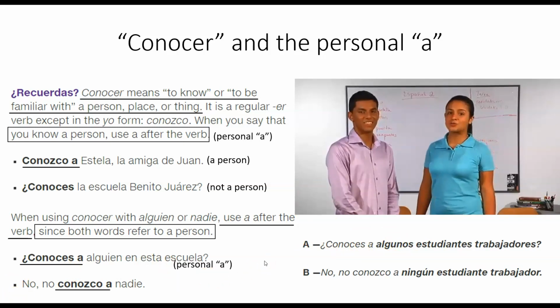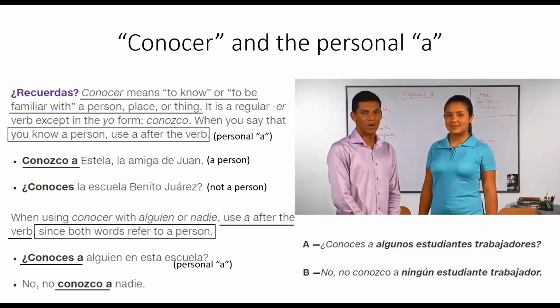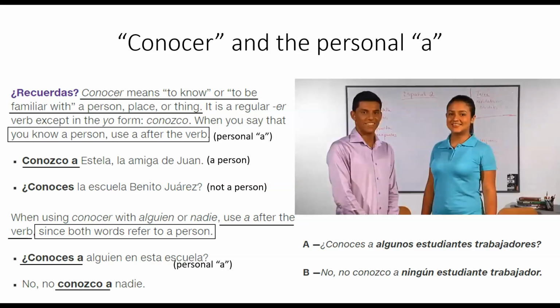¿Conoces a algunos estudiantes trabajadores? No, no conozco a ningún estudiante trabajador. So, do you know some hardworking students? Notice, hardworking students, masculine and plural. Every single one of these words became plural, and this one became masculine. And he said, no, I don't know not one hardworking student. Because he was talking about a male hardworking student, he had to say ningún instead of ninguno.